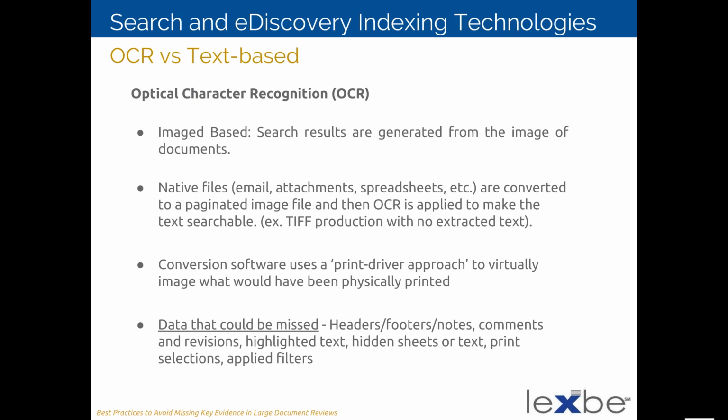So the weakness, besides just the basic $ sign versus S, I versus exclamation point, is that this OCR does not take into account data that is not visible by just looking at it. So I'm talking about headers, footers, notes, track changes, comments, highlighted text, any hidden Excel sheets, or any hidden text inside of a document, or any of these print selections or applied filters. OCR will not be able to detect if there is a hidden Excel sheet that maybe contains information that's important to you. OCR cannot search for a header or a footer. And any kind of track change.